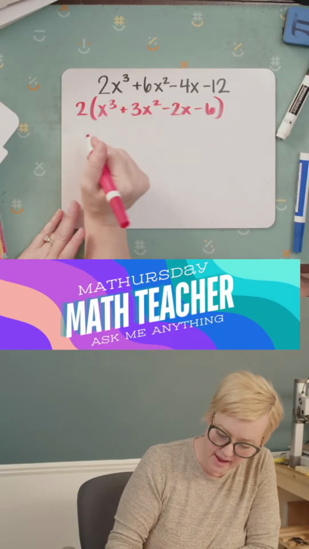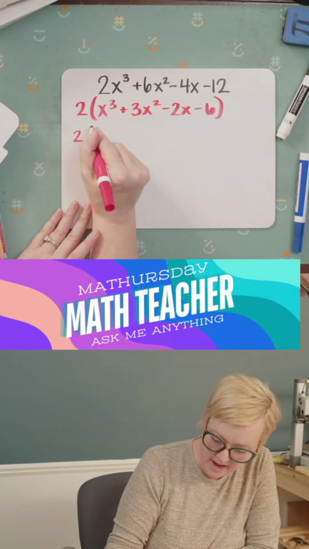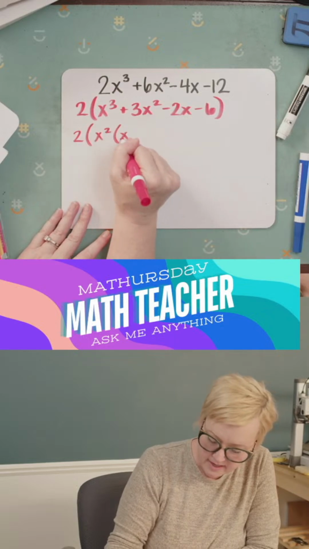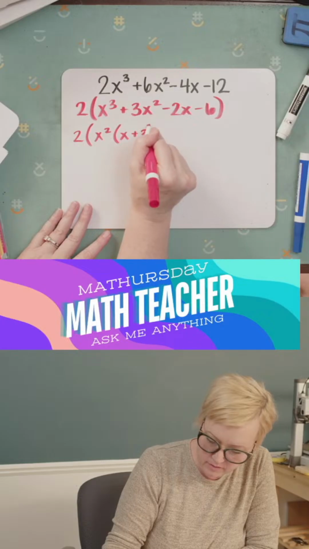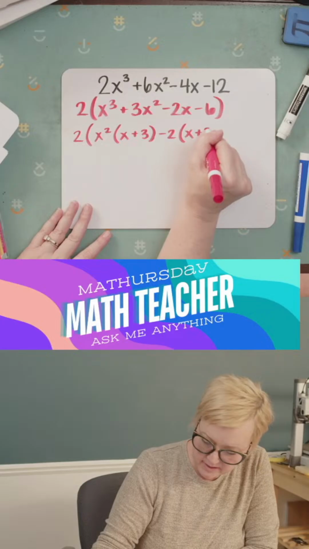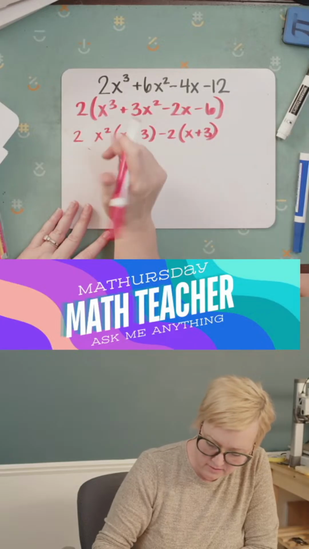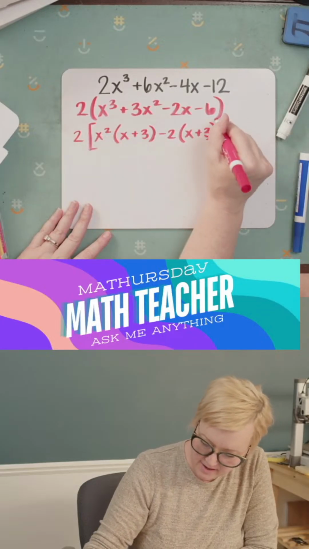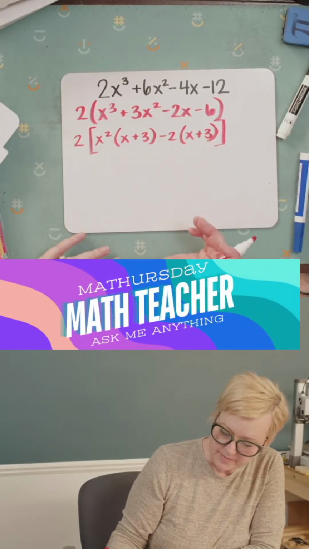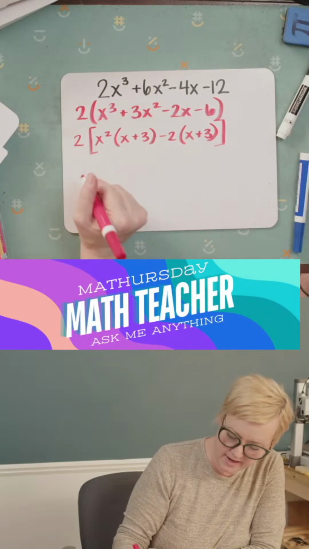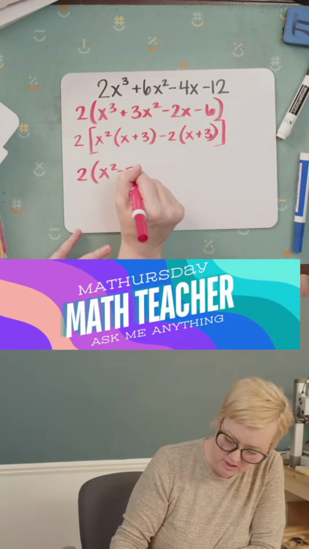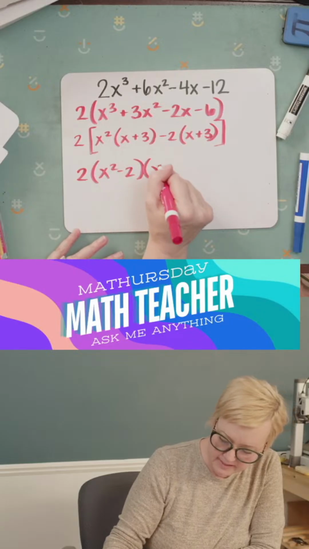All right, so now we keep that 2 out. Now we can factor by grouping. So we've got x squared times x plus 3, and then minus 2 times x plus 3. I'm gonna change this to a bracket. I guess this will work, but it's still kind of annoying because it's not working out how I wanted it to, but that's okay. So then it's 2 times x squared minus 2 times x plus 3.